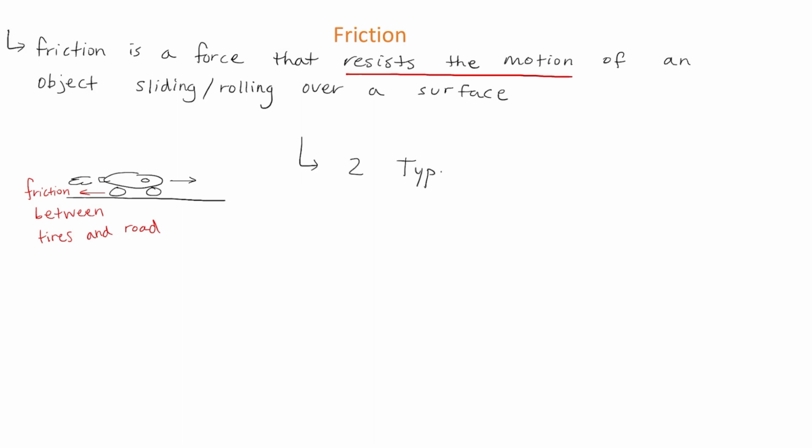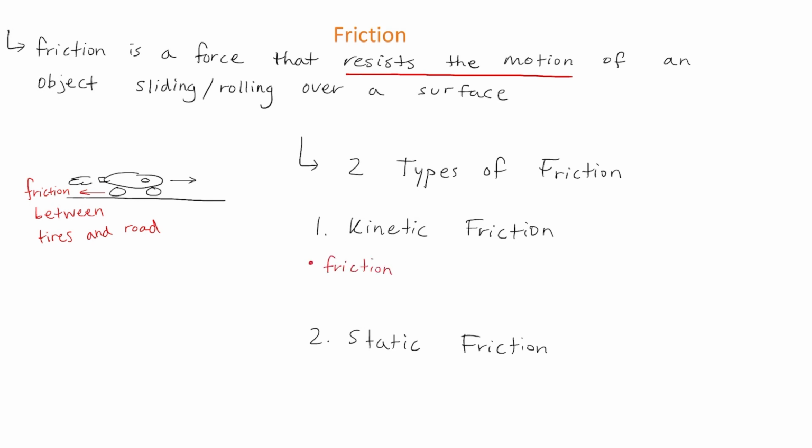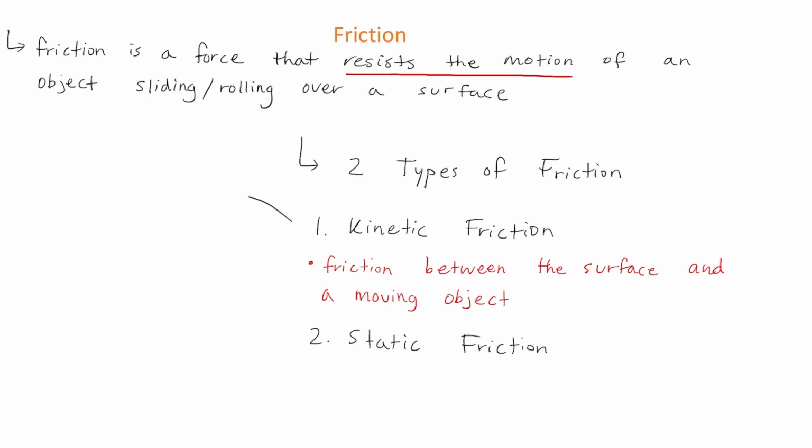And this friction is in the opposite direction of the car's motion, because it's resisting the motion of the car. We will be discussing two types of friction. There's kinetic friction, which is the friction between the surface and a moving object. For example, imagine this person is pushing this box, and because they're pushing on it, the box is moving. However, if we draw a free body diagram, we will include the pushing force and the kinetic friction force, because there will be some friction between the moving box and the surface.